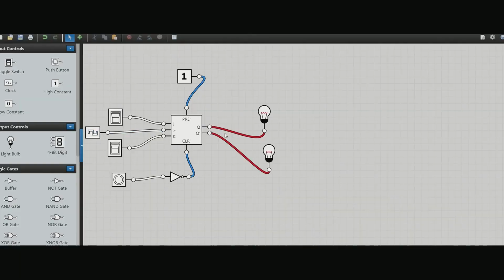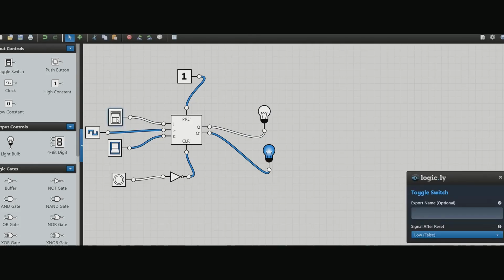Now I will be showing you the working of JK flip-flop. When J and K are both 0, we get the next state. When J is 1, we get the output as previous state. When K is 1, we get the output as the next state. And when J and K are both 1, we get the complement of the previous state.